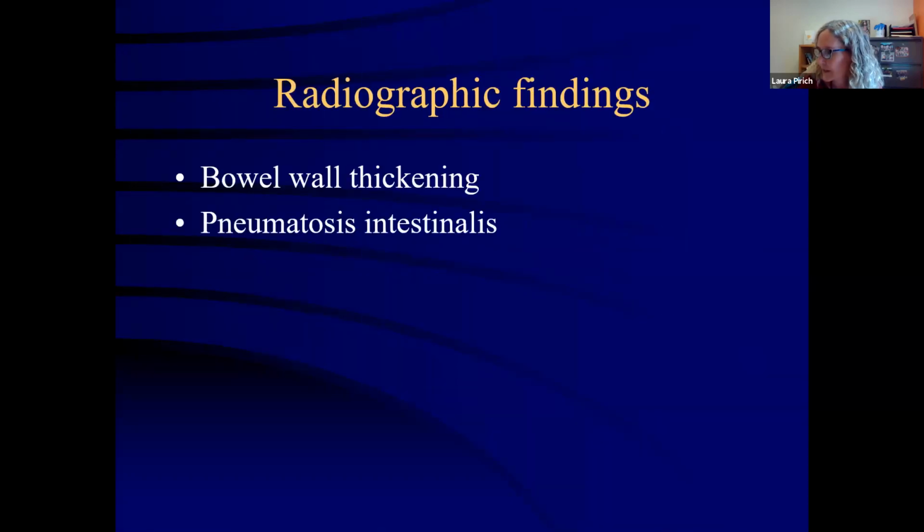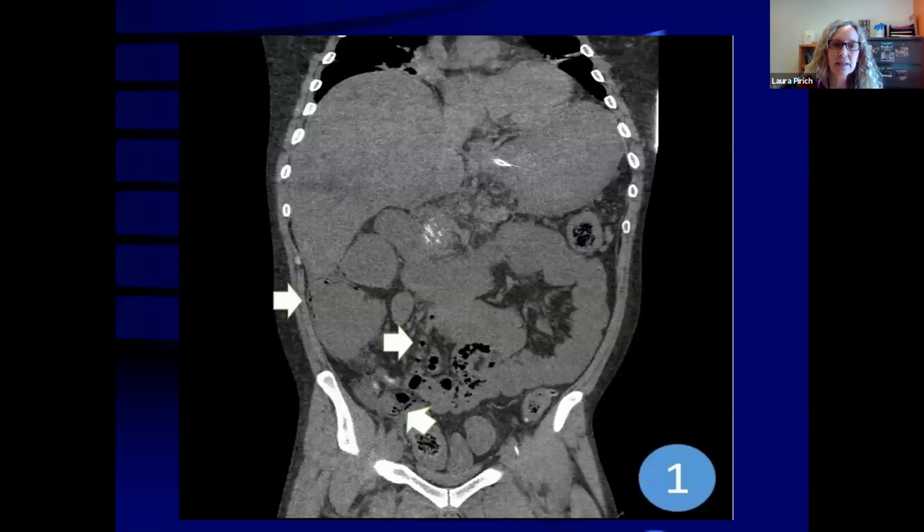What do we see radiographically? You have bowel wall thickening, and then you also have pneumatosis intestinalis. So similar to how an abdominal film would look on a NICU baby who has NEC. I mean, it's the same type of pathophysiology. So this is a CT scan.